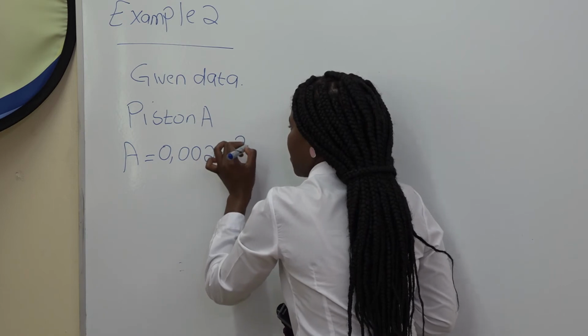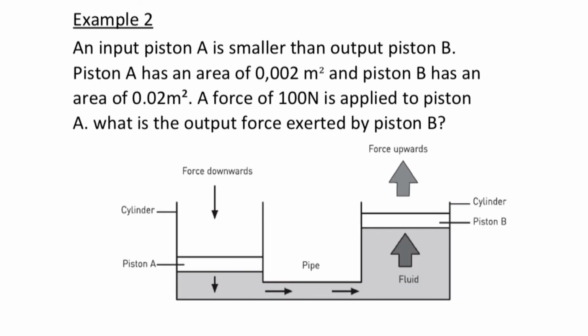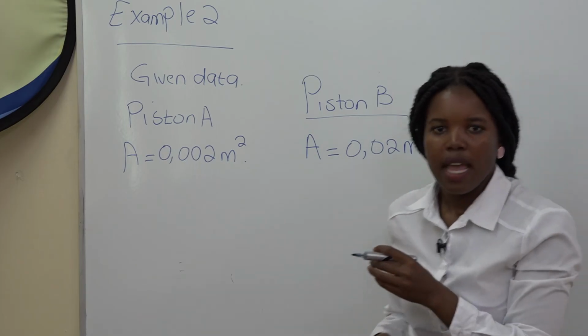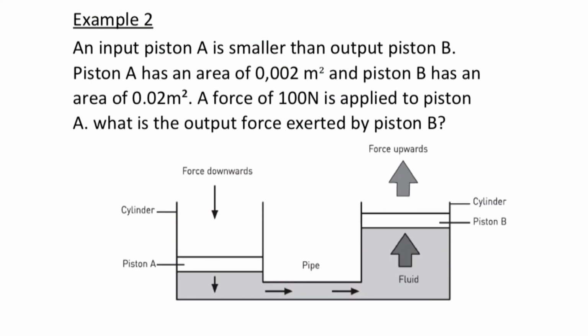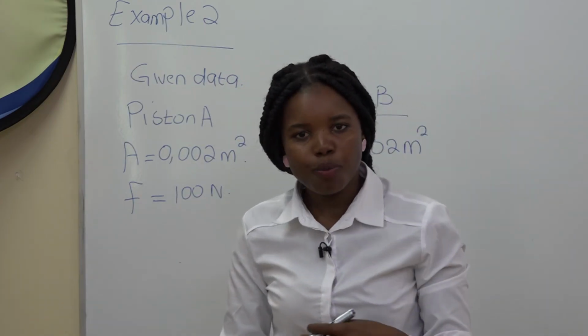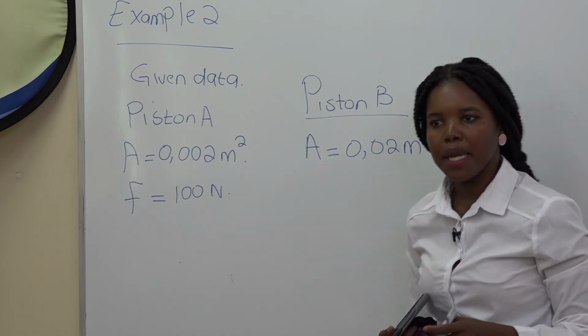meters squared, and piston B has an area of 0.02 meters squared. And then they say a force of 100 newtons is applied to piston A. So for piston A, we are given a force of 100 newtons. Then we are expected to calculate the output force exerted by piston B.